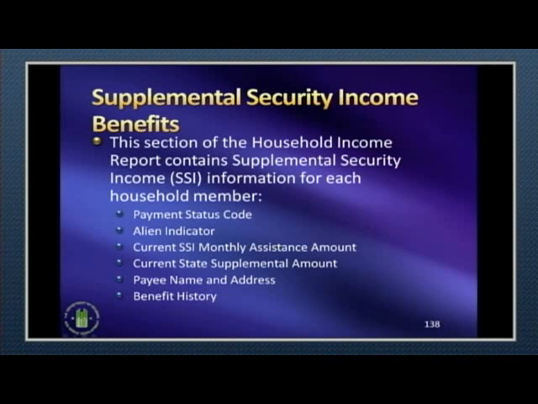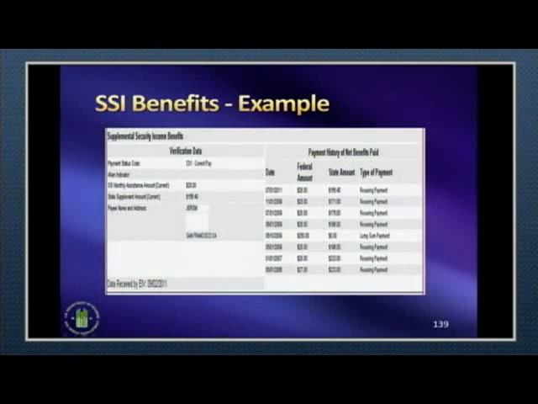Your SSI or Supplemental Security Income Benefit information, again, provides you with your alien indicator, payment status, as well as the gross benefit, net benefit, payee, name, address. If there's current state disability being paid and available to SSA, they will display that information. Some states have opted to not provide that information to SSA. So some states you'll see it, some states you will not see it. And here's an example of your SSI benefits.